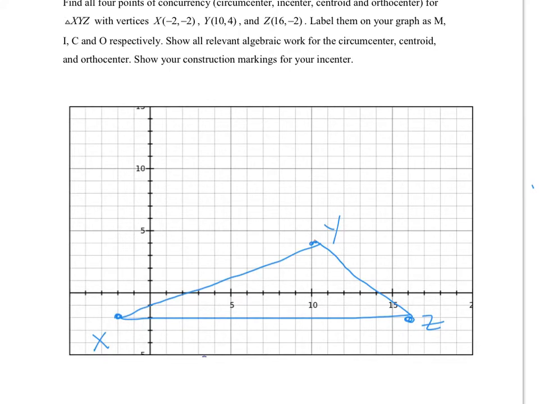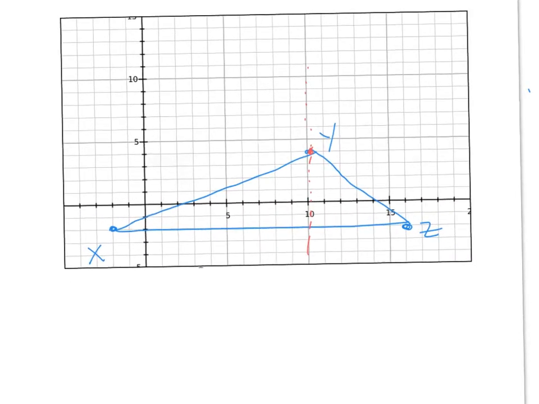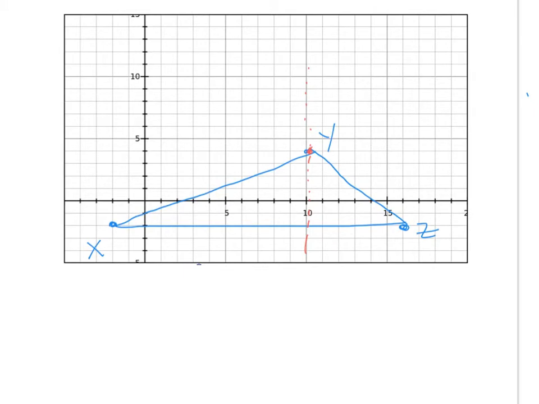Okay, and it's possible for an altitude to be outside of the triangle, and we're going to see at least one of those, maybe two of those in this triangle. So we'll start with the easy one. The easy altitude to draw is from Y to XZ, because something perpendicular to XZ is just a vertical line. So that altitude is given by the equation x equals 10.